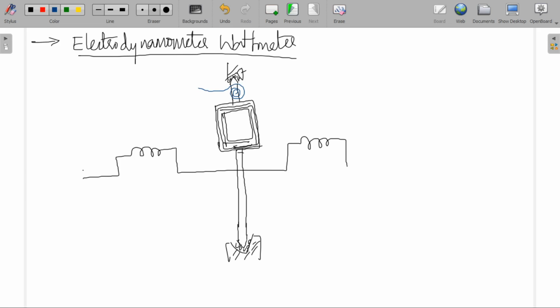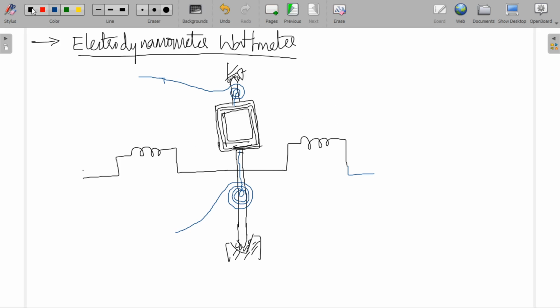You're going to have springs. Springs will carry current. The other end of the moving coil will come out like this. It is connected to the other spring.